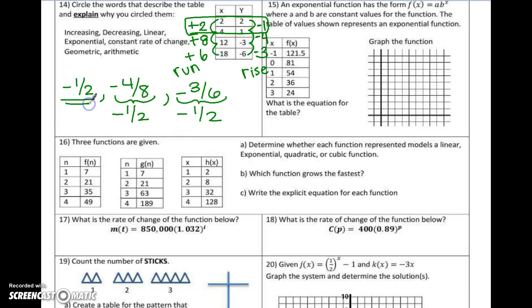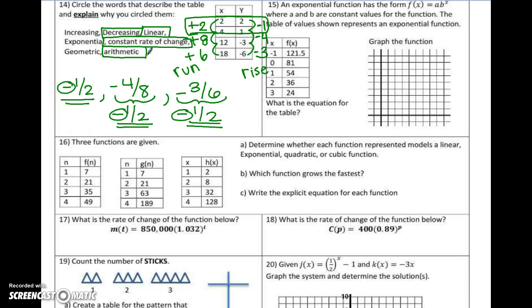And if you notice, our rate of change or slope stays consistent. It's constant. So a constant rate of change makes a linear function. And if you notice, each of the numbers, our slope, our constant rate of change, was negative. Therefore, we can circle decreasing. And also, when we're linear, we're going by the same amount every time. And therefore, that is arithmetic.